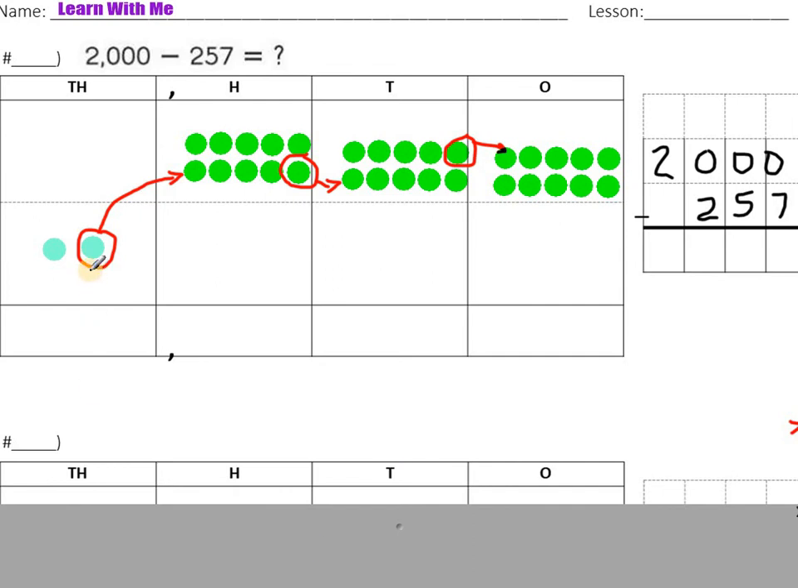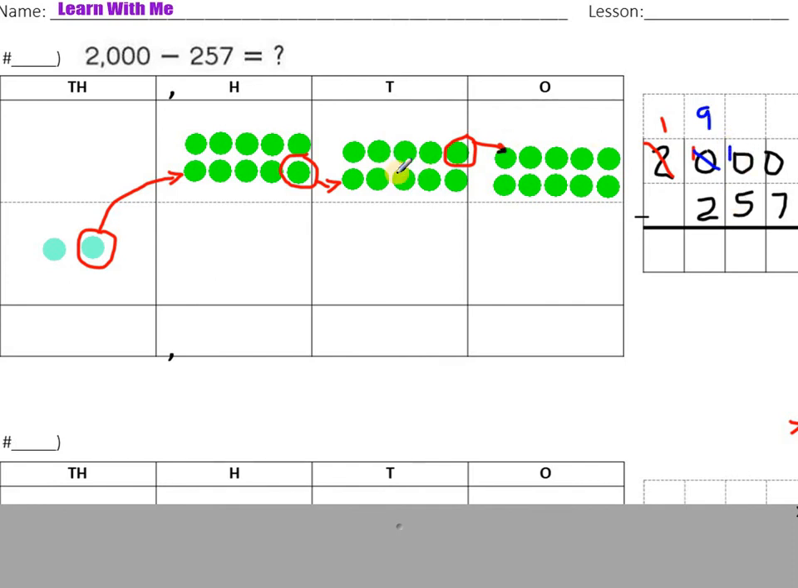Well, let me draw it for you. You can see that of these 2 thousands, one of them was moved to the hundreds, and it became 10 in the hundreds place. So this 2 becomes 1. The hundreds become 10 hundreds. And I can just put a 1 right there so I see a 10. And I know that one of these is going to move to the tens place. One of these moves to the tens place and becomes 10 tens. So this 10 becomes a 9. And this 0 becomes 10 tens.